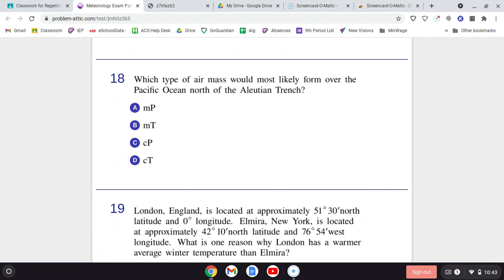Number 18. Which type of air mass would most likely form over the Pacific Ocean north of the Aleutian Trench? The Pacific Ocean over the Aleutian Trench. Number 19.